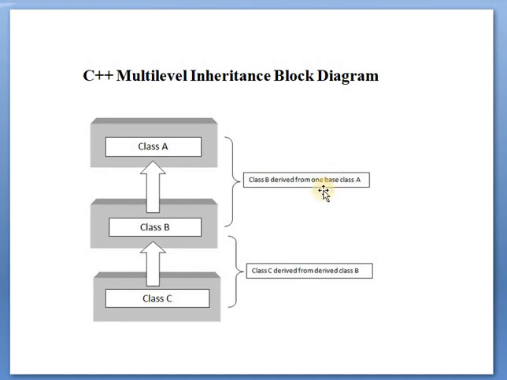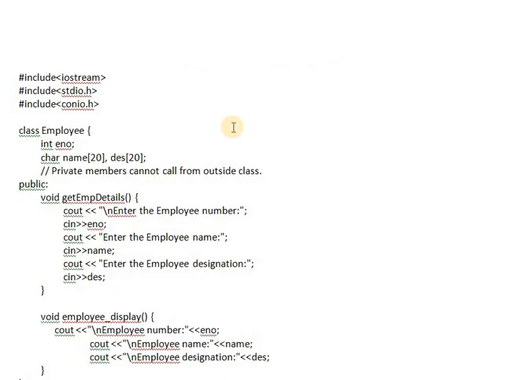Okay, now we will see the program for multi-level inheritance. These are the header files. See here, class employee is the base class. It has the data members employee number, name and designation. These are by default private members.